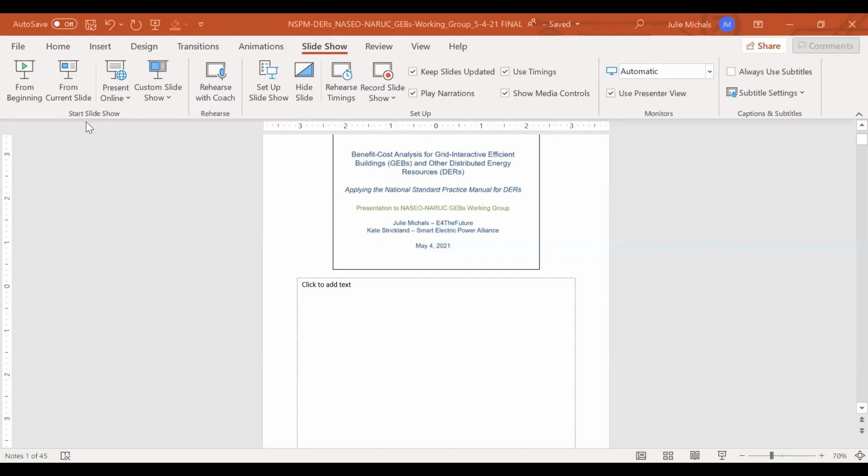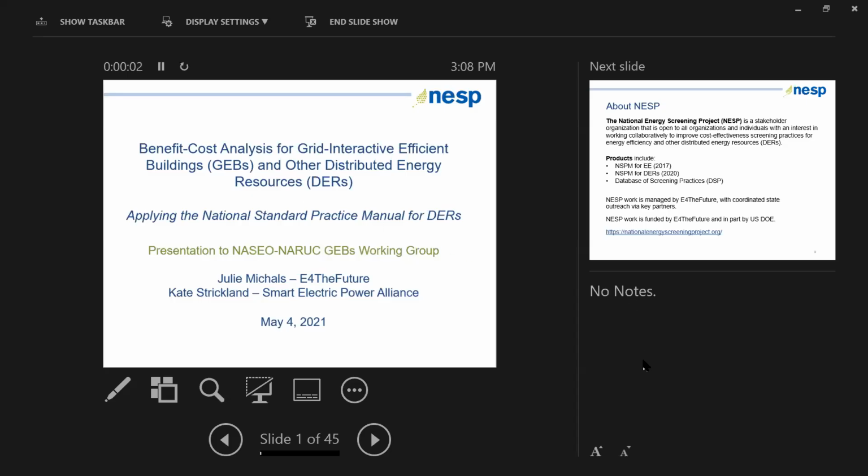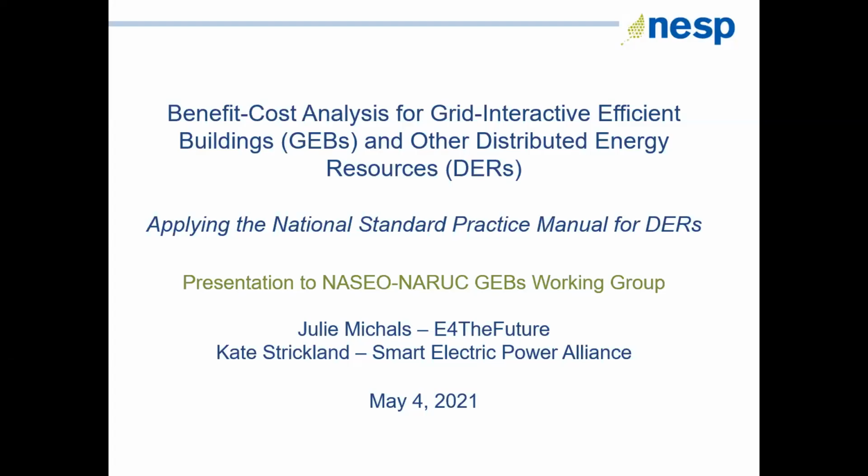Okay, let me go to slideshow from beginning. I just want to make sure you're seeing the right screen. Hey, Julie, this is Kate. We are actually seeing the back end with the notes. Yeah, we did this last time, and for some reason this time it is not. How about this time? Yes, that's it. As we all learn about all these different platforms.